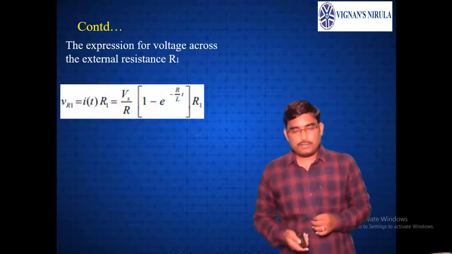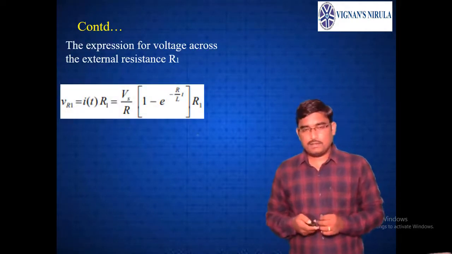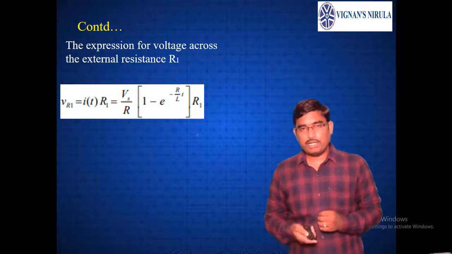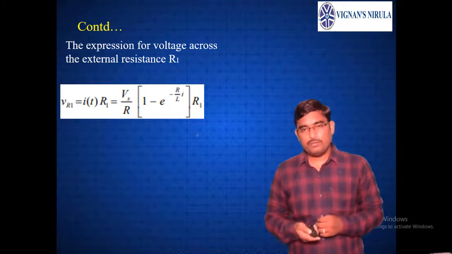Now, if you write the expression for voltage across the resistance, then it will be VR1 equals to simply current into resistance. So already we got the expression for I. So into R, that is Vs by R into 1 minus e power minus t by tau, or e power minus R by L into t.